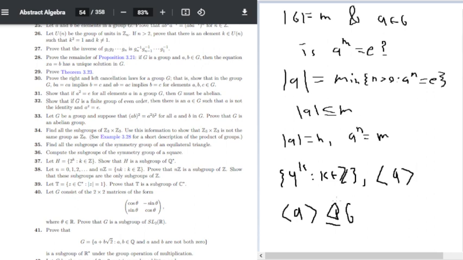Now, the order of a... okay, let me think. First of all, let me double check what we're actually trying to solve in the first place. I'm getting kind of distracted by this. Show that if a squared equals e for all elements a in a group G, then G must be abelian. Oh wait, no, that's actually good. If G is a finite group of even order, then there is an a in G such that a is not the identity, and a squared is equal to e.